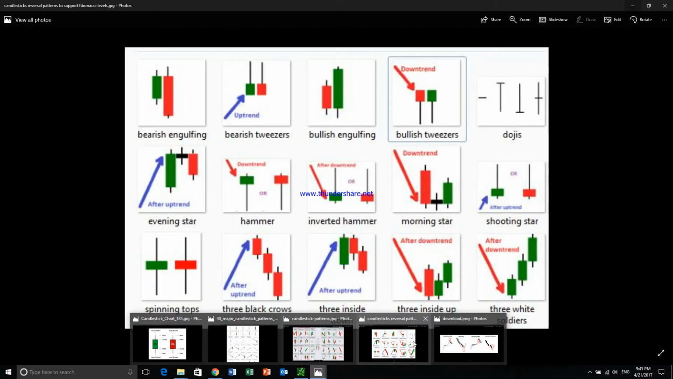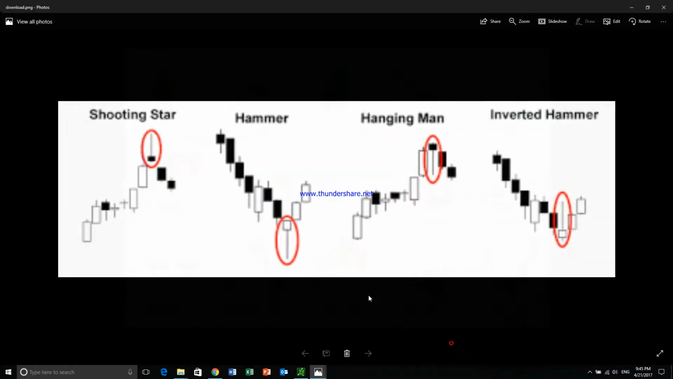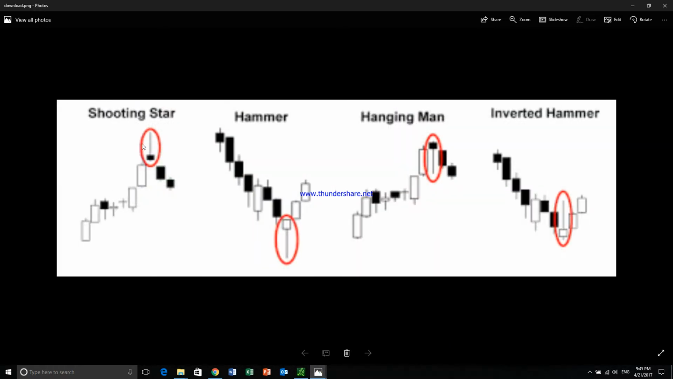Let's see if I have it here. No, not this one, I'm sorry. It's this one. See, at the top of the trend, when you see an inverted hammer, it turns out to be a shooting star, and when it comes at the bottom after the downtrend, it's a hammer. If a hammer comes at the top, it's a hanging man, and at the bottom, the shooting star became an inverted hammer.